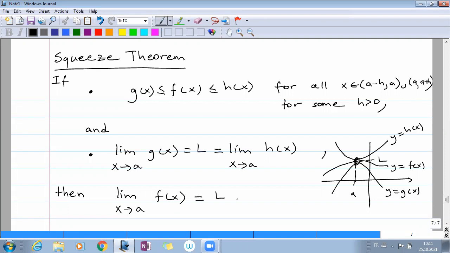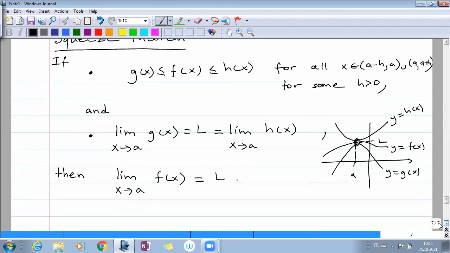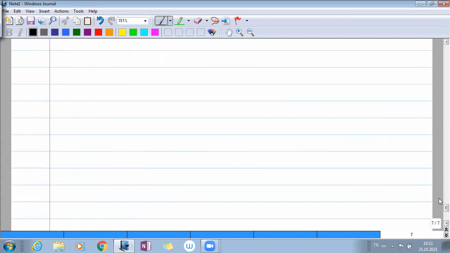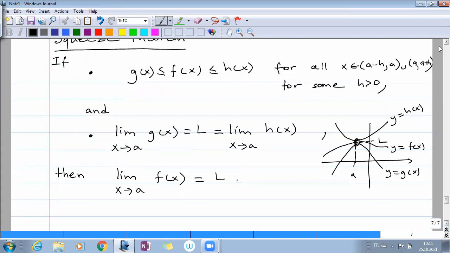Yes, but I'll have to ask a question. So let's say the limits of g and h at the point A are not equal, but the first condition still applies, like g is smaller than f, f is smaller than h. Anything can happen. There's no one rule about that. Yeah, there is no conclusion you can draw. If the limits of g and h are not the same, f can be anything.